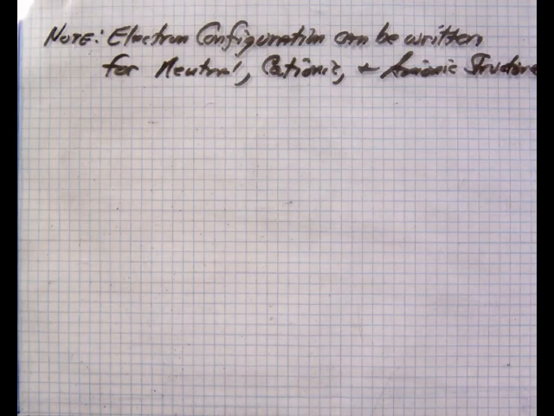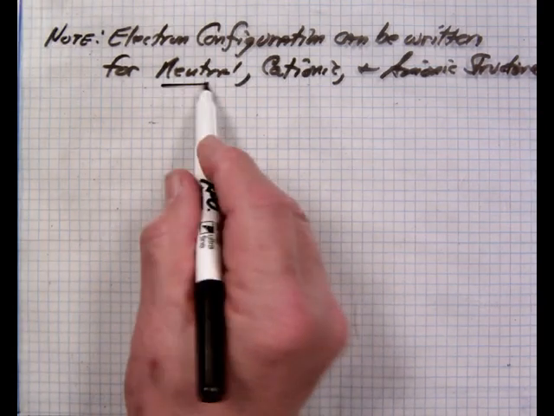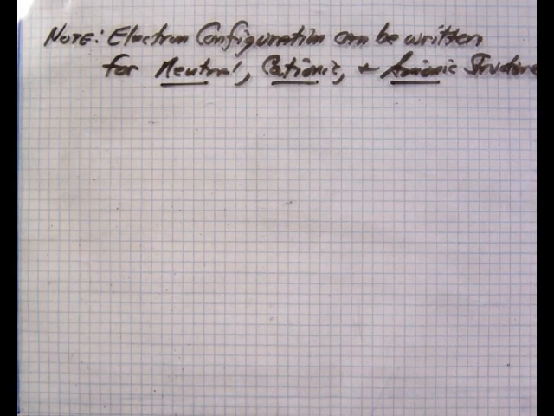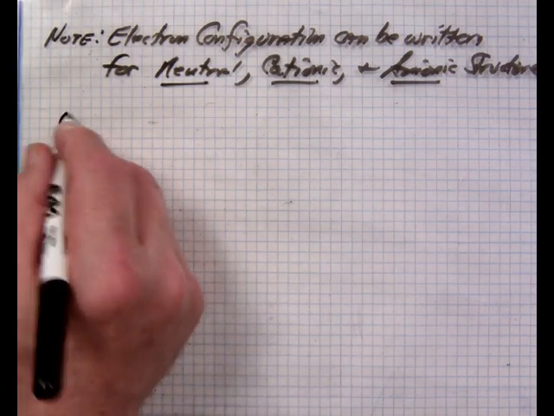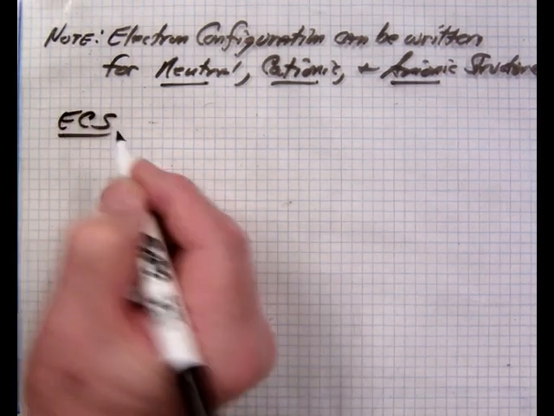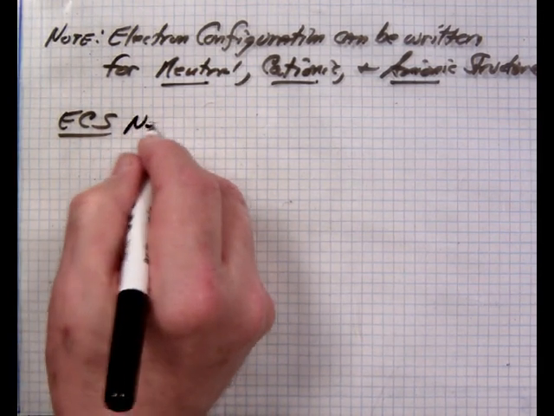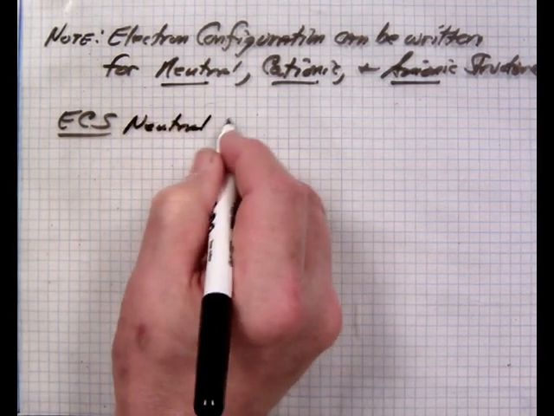Electron configurations can be written for neutral, cationic, and anionic structures that show the gaining of electrons or the loss of electrons in that electron configuration diagram and so forth. So we'll start with the neutral and then we'll evolve to the ions. I refer to electron configuration summaries, ECS, just to keep from writing it out every time. Okay? Neutral elements.